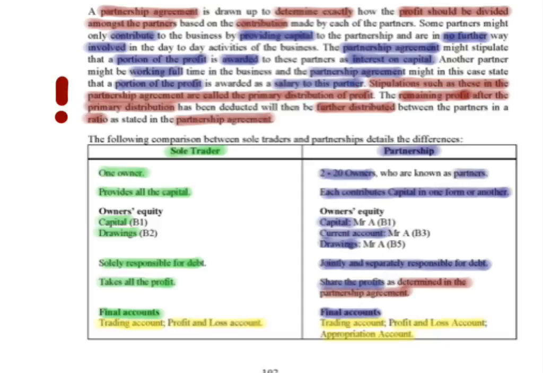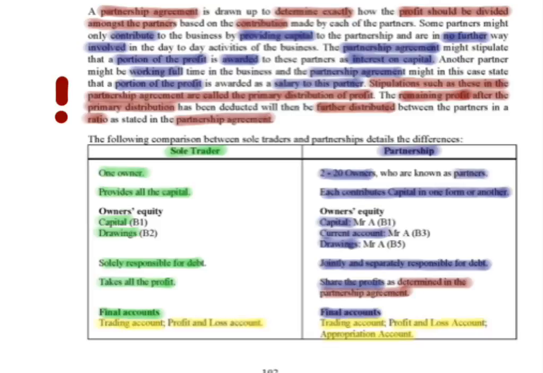So very importantly, stipulations such as these in the partnership agreement are called primary distributions of profits. Then the remaining profits after this distribution has been deducted will be further distributed between the partners in the ratio as stated in the partnership agreement. Let's just go to the side and look at this concept again, because this obviously is a huge part of partnerships that you need to understand.